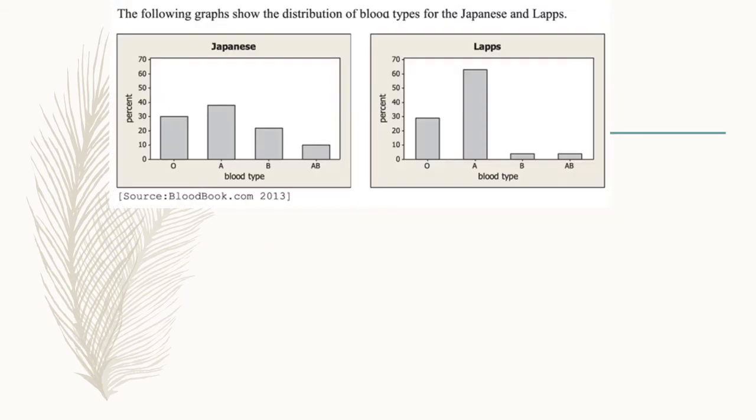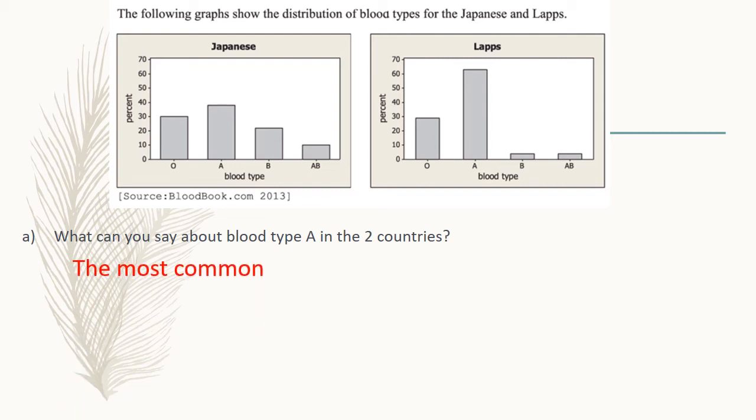The following graphs show the distribution of blood types for the Japanese and the Labs. The first question: what can you say about blood type A in the two countries? I want you to look at the bar of blood type A in the first one, the Japanese, and the Labs. You will find that it is the highest bar in the two graphs, so it is the most common.